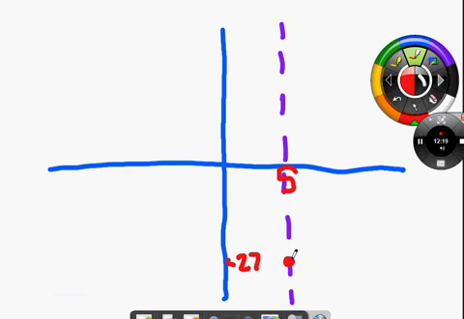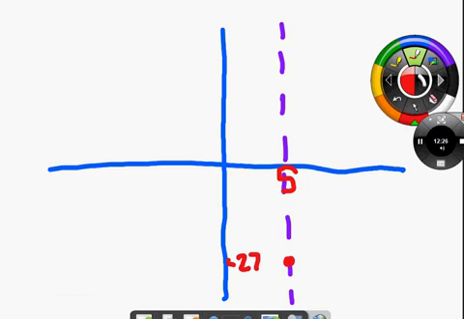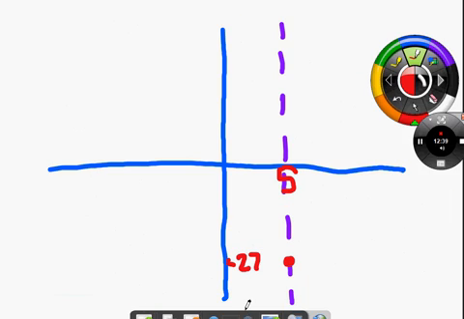Remember, let's just go back so that you can see. 5 and negative 27. So we go back, then we've got our turning point. Then let's now put the intercepts. The intercepts we have got are 8, 0 and 2, 0. So let's go and mark them. 2, 0 is going to be somewhere here. 8, 0 is going to be somewhere here. Let's put 8 there. That's okay. It doesn't have to be very accurate.